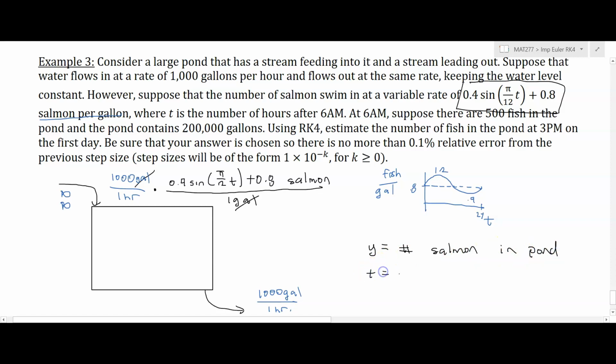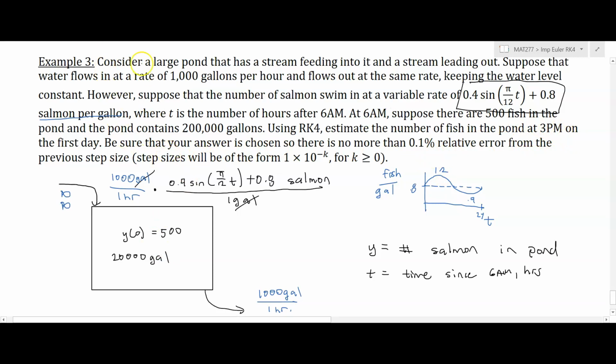T is the time, the number of hours after 6 a.m., time since 6 a.m. This will be in hours. And at 6 a.m., suppose there are 500 fish in the pond. So y of 0 is 500, and the pond contains 20,000 gallons. Using RK4, estimate the number of fish in the pond at 3 p.m.